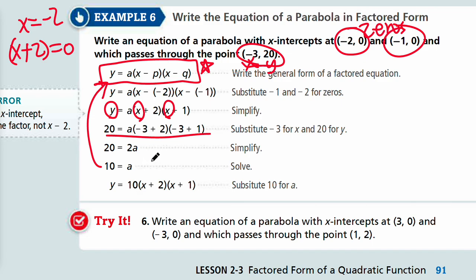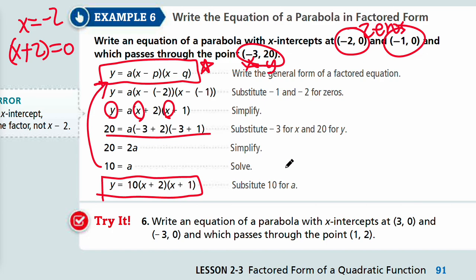So your first step again is to plug in the zeros of the function into the factored form, and then you solve for a using the third point, which should not be a zero of the function. And then finally you plug in everything, a, p, and q, and you have the equation at the end. This is how you write the equation.